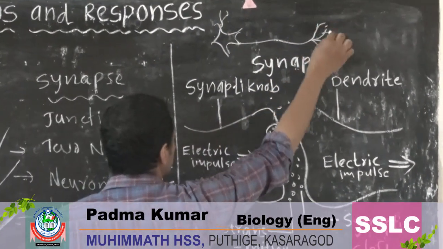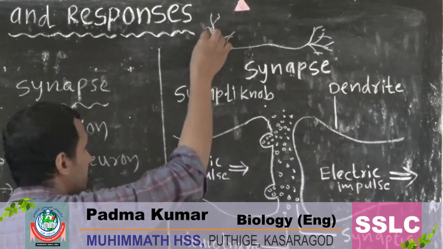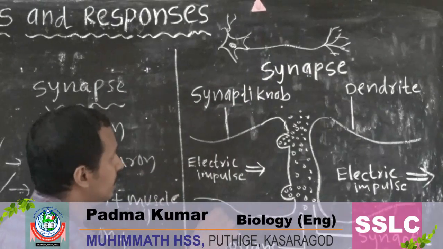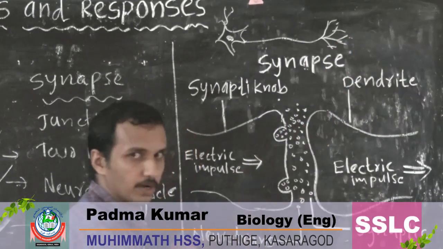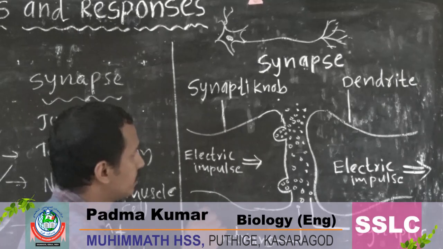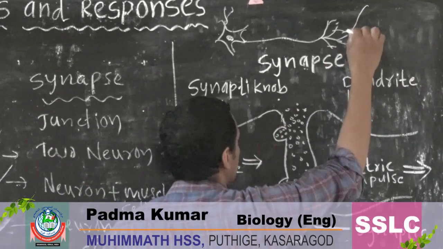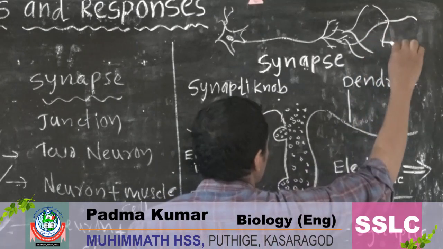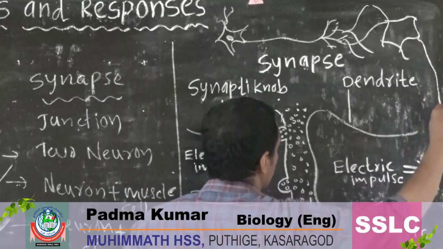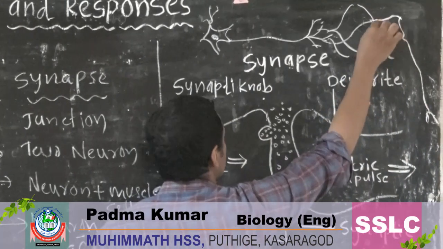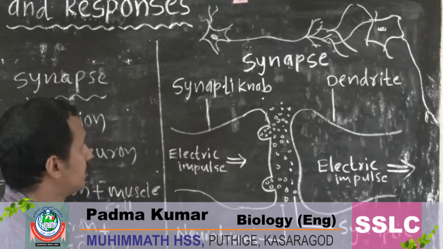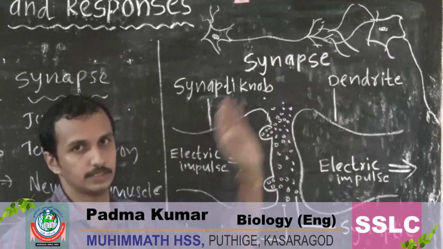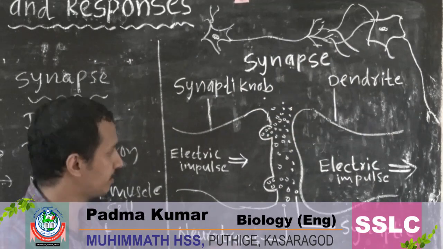The synaptic knob is present in this region. Then here there is a dendrite, then axon, nucleus, cell body, etc. This is the end point of one nerve cell. So what will happen? The synaptic knob will be connected to the dendrite region of another nerve cell. Then only the continuity of messages, or transmission of impulse, is possible. That we are going to discuss.